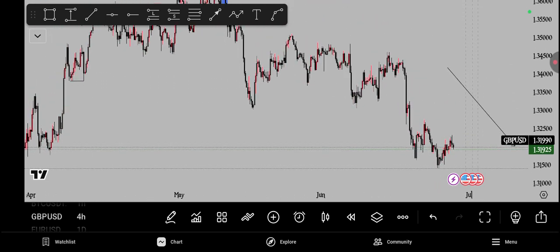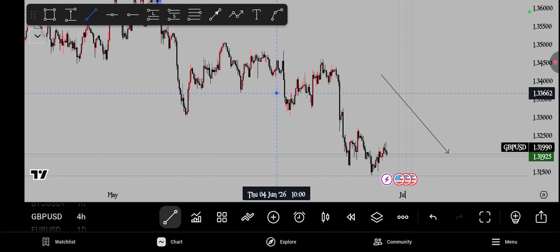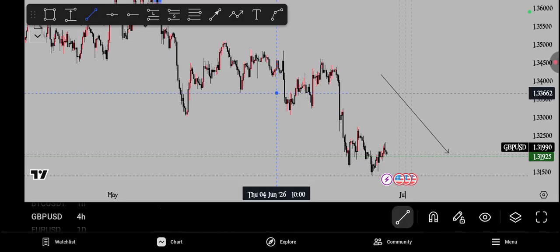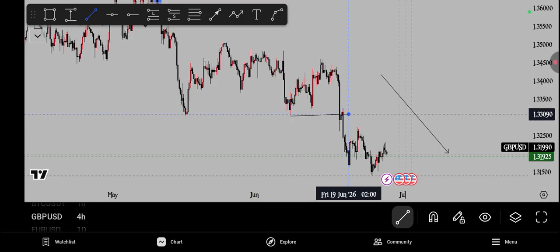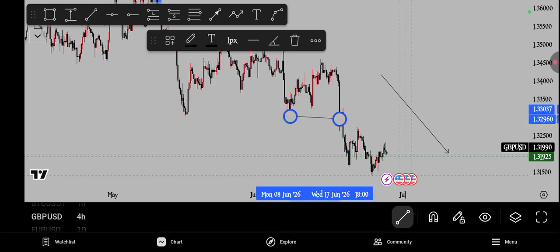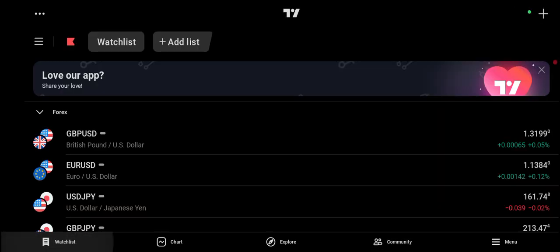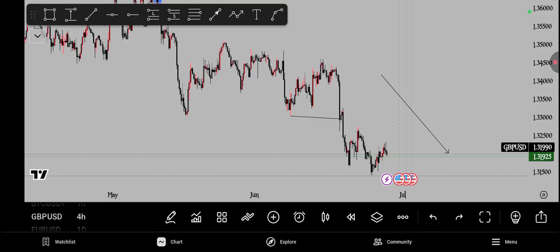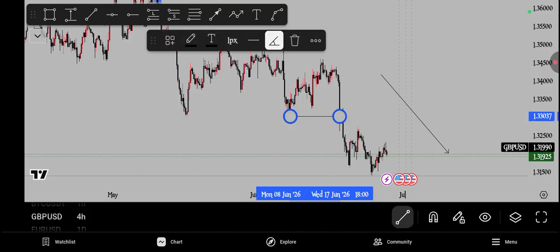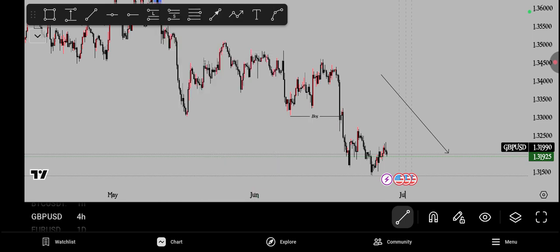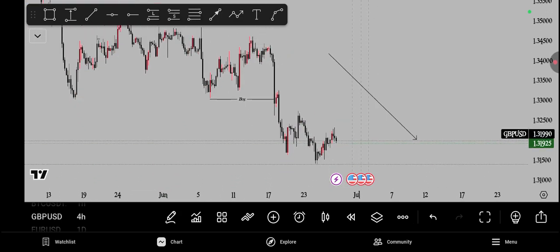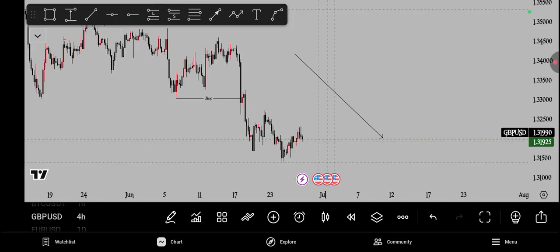If you notice the 4-hour structure, we have a series of lower lows and lower highs. This was the last significant break of structure that occurred here. Now, where are we going to mark out as our point of interest?